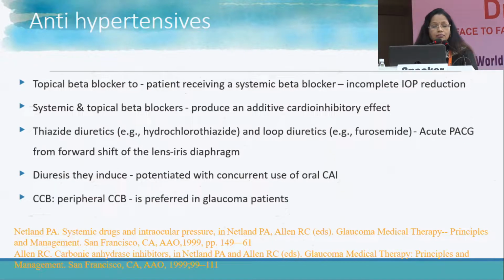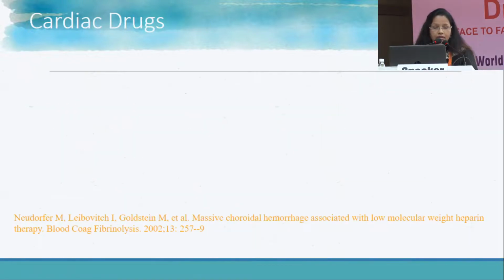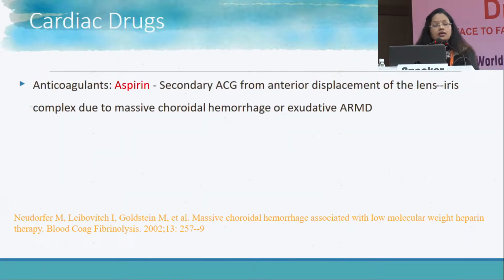Now we know that peripheral calcium channel blockers are preferred in glaucoma patients, so that can be an added benefit. When we talk about various cardiac drugs like anticoagulants, aspirin we know is very, very commonly used these days, but it has been reported that secondary angle closure glaucoma can be due to the use of aspirin.